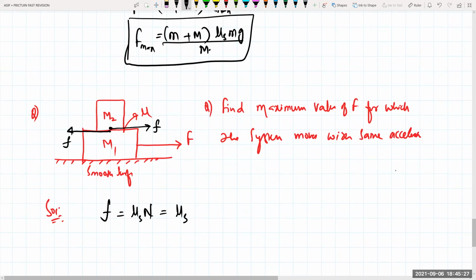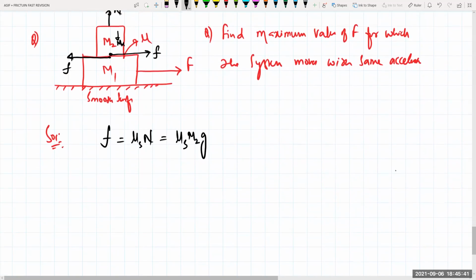So the normal reaction on this body is N. Frictional force will be equal to mu into N. This N will be equal to what? M2 into g, yes. So that will be equal to mu s into m2 into g. Agreed? Yes, sir. Now, what is the maximum acceleration?